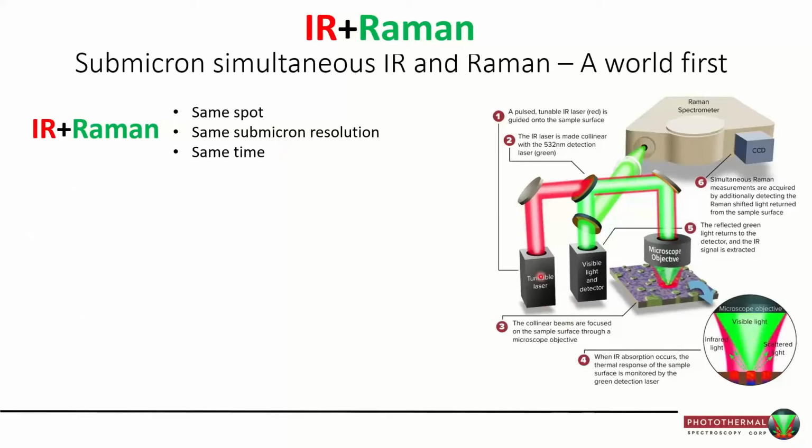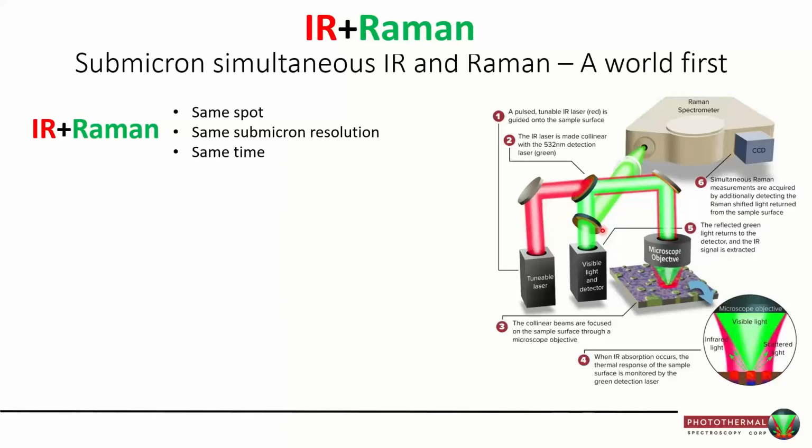And how do we do this? That's because we have this pulse tunable QCL that we shine through our objective onto the sample. At the same time, we bring in a collinear pump probe beam, where this is where the photothermal magic happens. The reflected green light comes back and is separated by a dichroic filter.